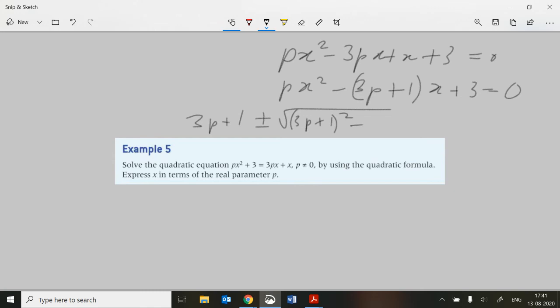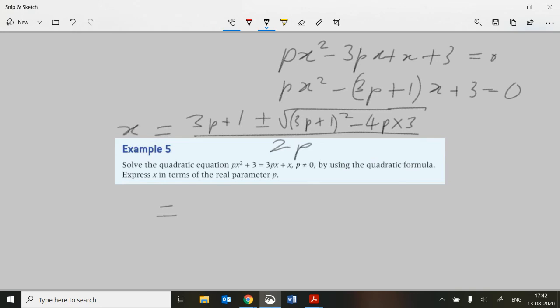Okay, and then we've got minus 4ac, so we've got minus 4 times p times 3. I haven't used brackets there, which is what I was telling you to do, but no negatives, no harm. Okay, and we've got 2 there, and we've got the p here as well. So that's 2 times a, so 2p. That's going to be equal to x.